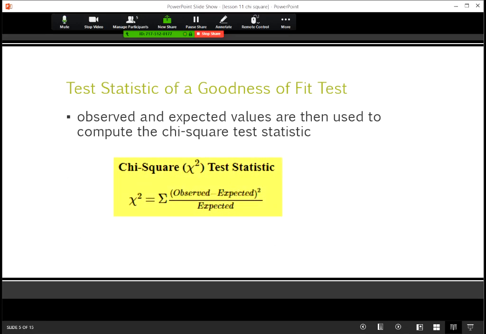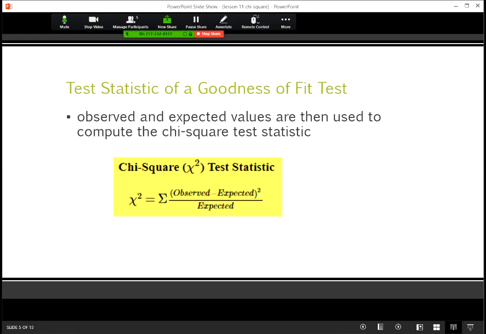And this little thing on the side here just means the sum of. In reality, that's why we usually use some sort of software to find the chi-squared test statistic, because you really would have to go through the sum of your observed minus expected, squared, divided by your expected, and do that for all the different observations that you have.